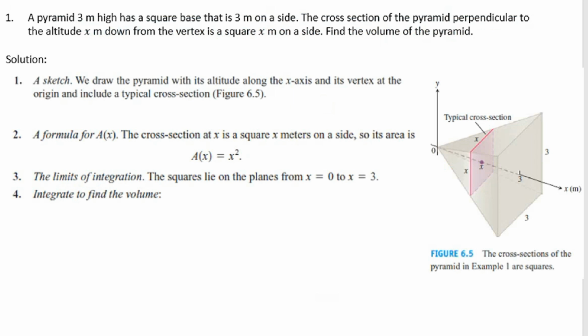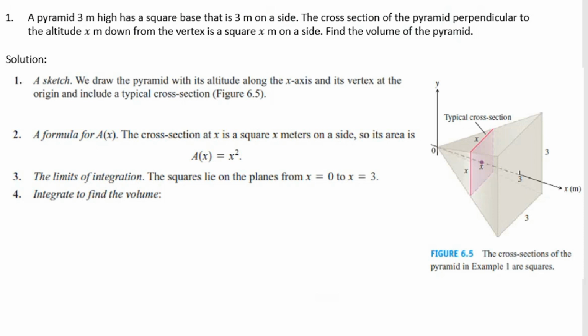For example, a pyramid 3 meters high has a square base that is 3 meters on a side. The cross section of the pyramid perpendicular to the altitude x meters down from the vertex is a square x meters on a side. Find the volume of the pyramid. Take a look at figure 6.5 on the right side. This is the cross section of the pyramid in example number 1. The cross section there is a square.